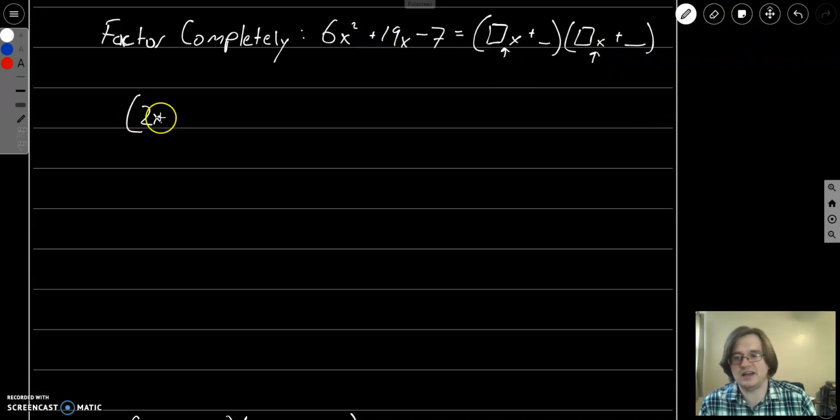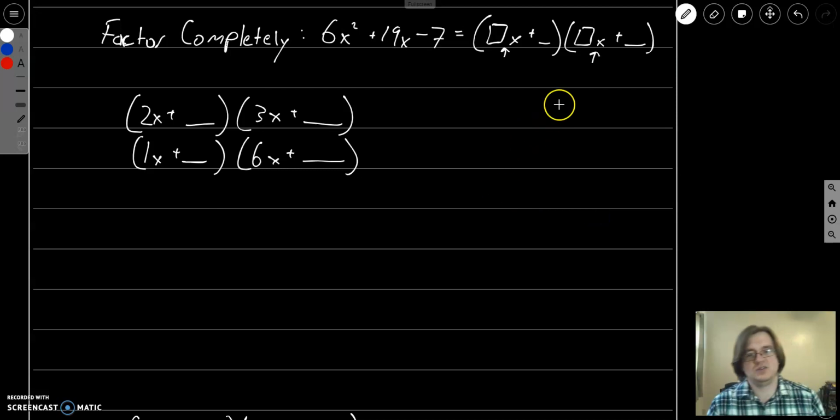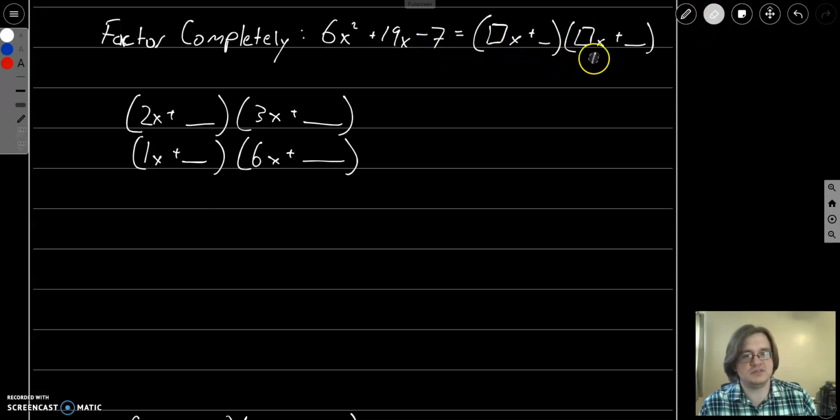I could have 2x plus something times 3x plus something, or I could have it as 1 times x plus something times 6 times x plus something. Okay. So these are the different ways that I can multiply together to get 6, but now the product of the constant terms in here, these blanks, will have to be negative 7.